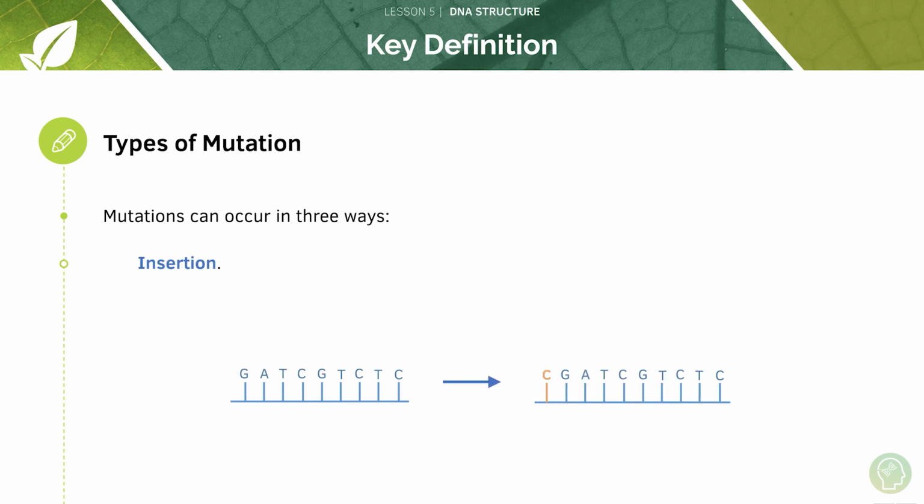Another type of mutation is an insertion. So this is just exactly as what you would expect with an insertion. An extra base is inserted into the sequence. So here we have a C put in front of the guanine here, so a cytosine in front of the guanine.